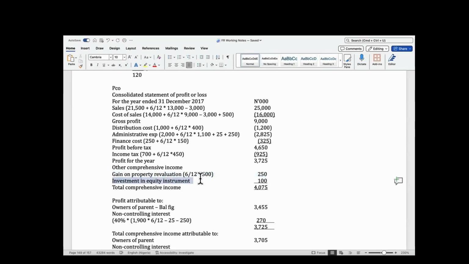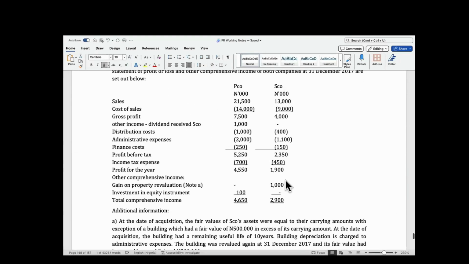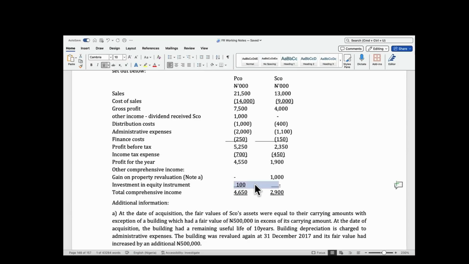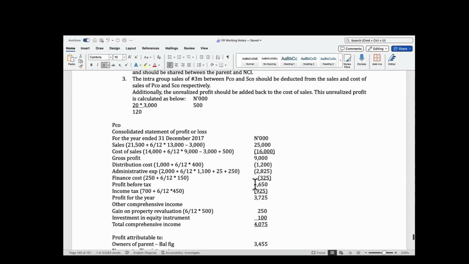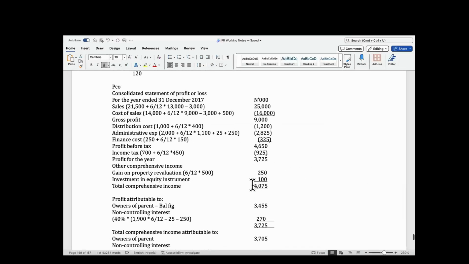Then investment in equity instruments, which is 100, which is also under OCI, this one. So that one is under the parent alone. That is also consolidated. So by the time you add the OCI items plus the profit for the year, it gives me total comprehensive income.